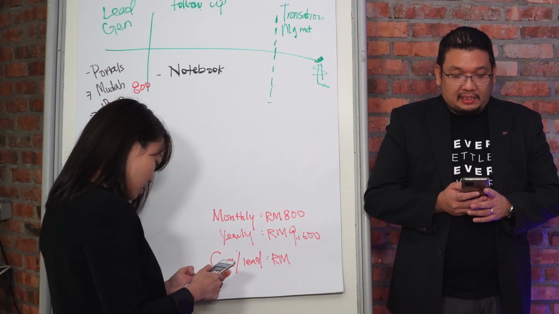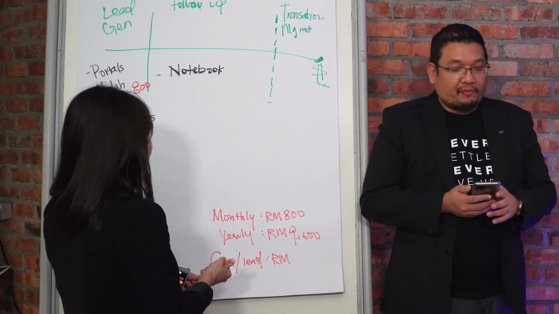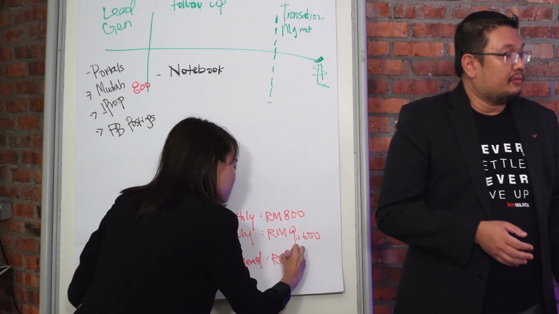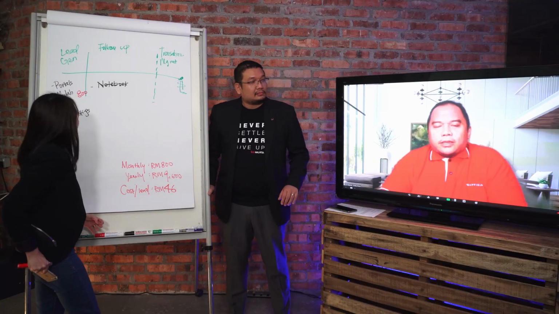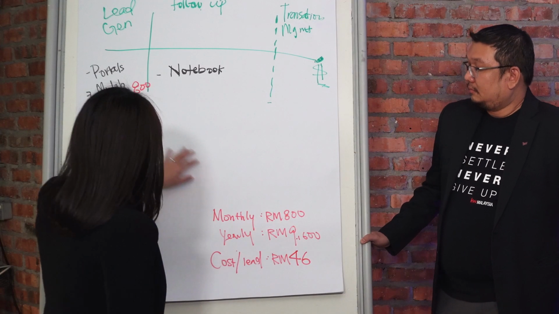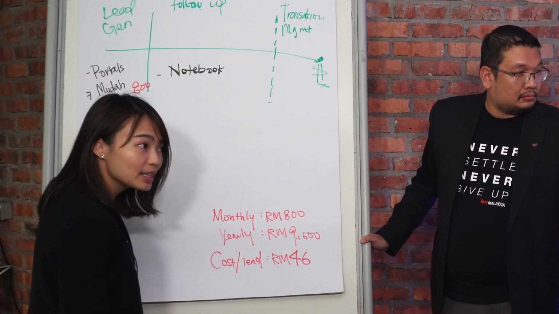So 9,600 divided by 208, you're looking at about $46 per lead. 46 ringgit per lead right now. Sound about right? Yeah, it's about there. So your leads are usually from either these portals or your Facebook. Am I right to say that? But then I'm not spending anything on my Facebook, so it's mainly on my portals.